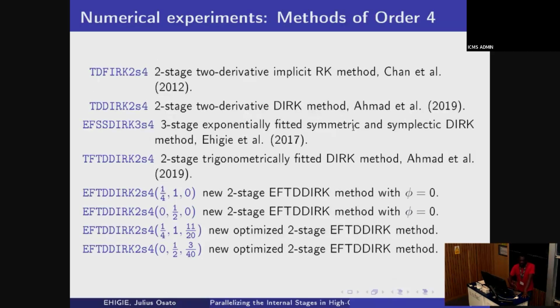So these are the classes of methods we are going to be comparing with our methods. For the methods of order 4, we're going to compare them with the methods listed here. The last 4 there are the new methods that we got. The last 2 methods are the optimized schemes, optimized based on the dispersion error, while these other 2 are the ones where we did not optimize; we just chose 0.